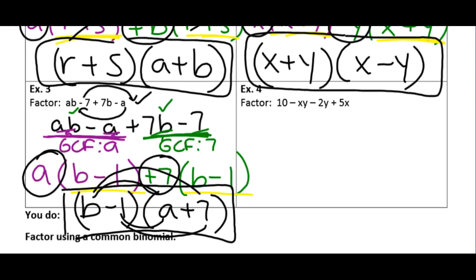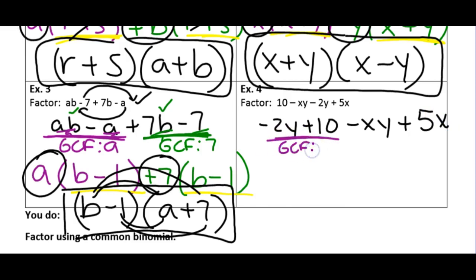All right, looking at number 4, you can see I have some things that do not have GCFs together, so I've got to move some stuff around. A couple different options here, just depends on how you want to do it. I am going to put negative 2y plus 10 together, and then I'm going to put negative xy plus 5x together. Why? You might say, why did you do that? Well, I looked at these two and said they would have a GCF of 2. Then I looked at these two and said they would have a GCF of x.